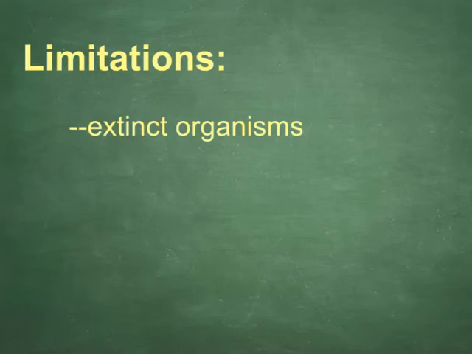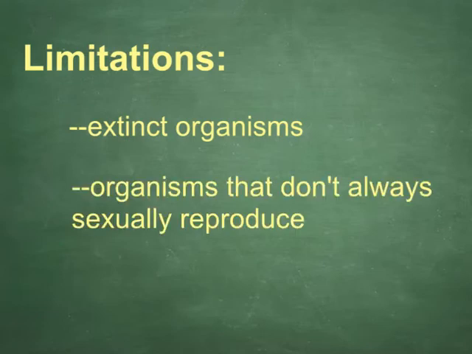The other major limitation is, of course, organisms that either don't sexually reproduce often at all or at least don't always sexually reproduce. Many plants are like that, most microorganisms, and even quite a few groups of animals don't always sexually reproduce. And if we can't observe that sexual reproduction, then it's much more difficult to come up with a biological species concept and be able to use reproduction as our method for determining if two organisms belong to the same species.